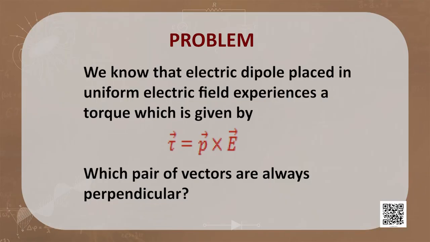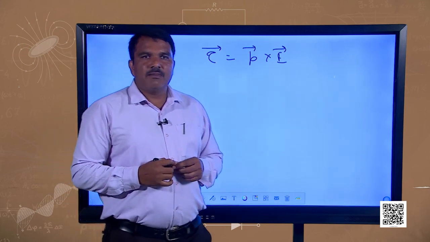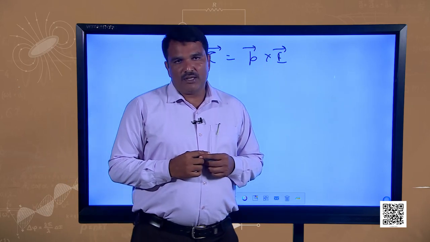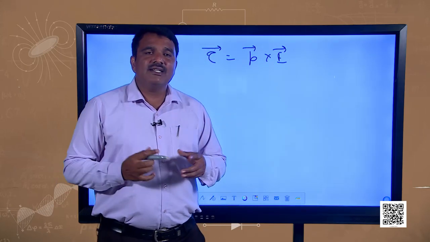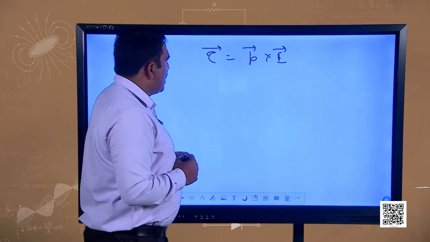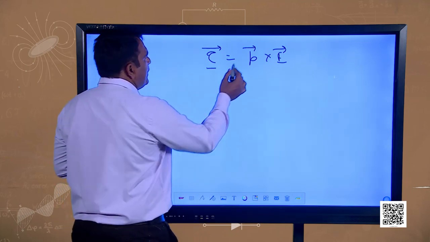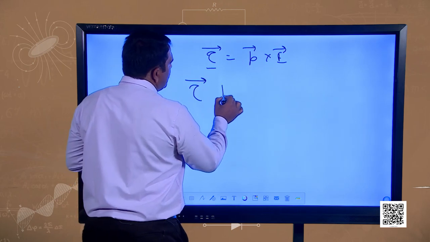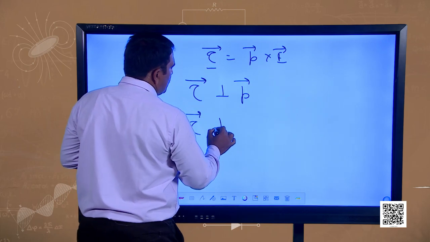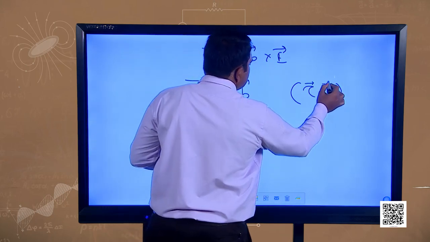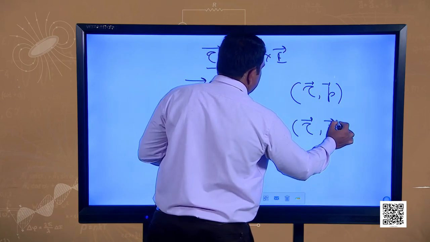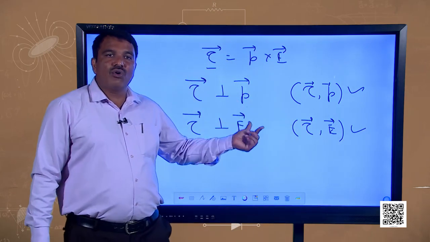We know that an electric dipole placed in a uniform electric field experiences a torque, and this torque is given by p cross E, where symbols have usual meaning. Which pair of vectors are always perpendicular? From the property of cross product, the cross product of two vectors is another vector which is perpendicular to both the vectors. Because torque tau is the cross product of p and E, tau is perpendicular to p and tau is perpendicular to E as well. So, tau and p are perpendicular and tau and E are perpendicular. These are the two pairs of vectors which are always perpendicular.